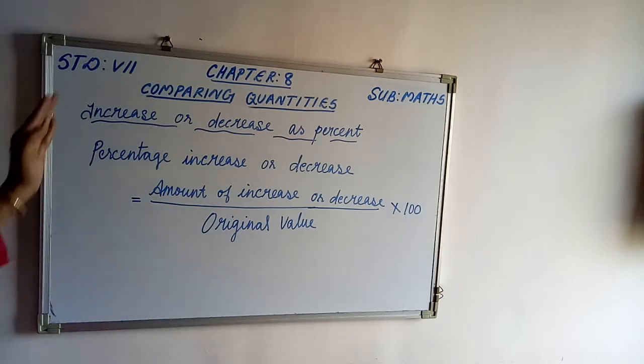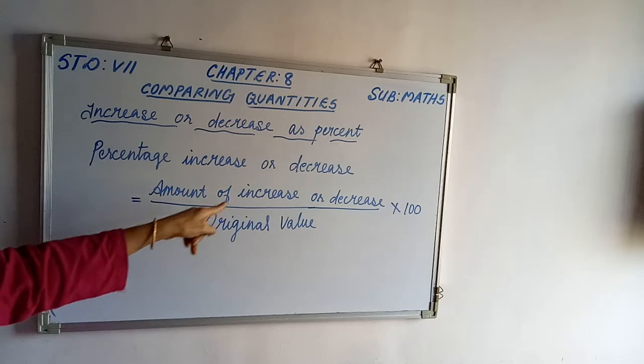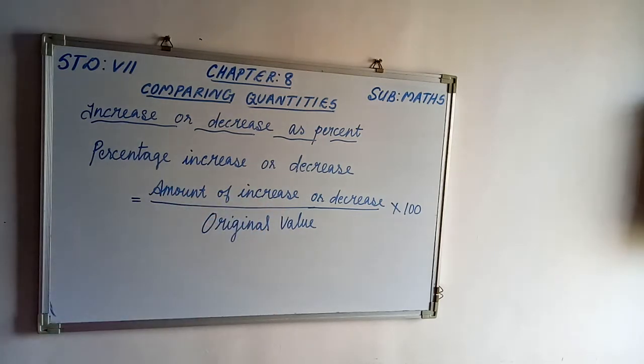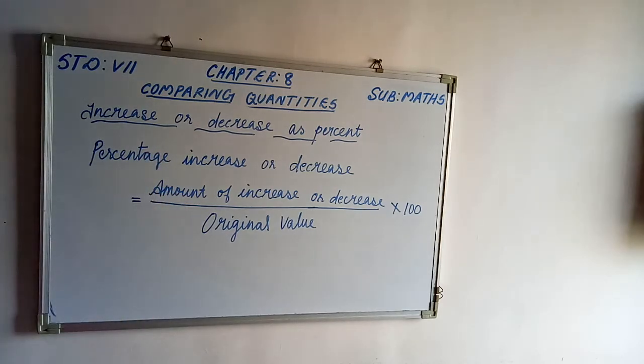Good morning, students. Continuing with the chapter comparing quantities, today we will see how to find out percentage increase or decrease. There are times when we need to know the increase or decrease in a certain quantity as a percentage. To find out percentage increase or decrease, we use the formula: amount of increase or decrease upon original value, multiplied by 100. So this formula is to be used to find out percentage increase or percentage decrease.